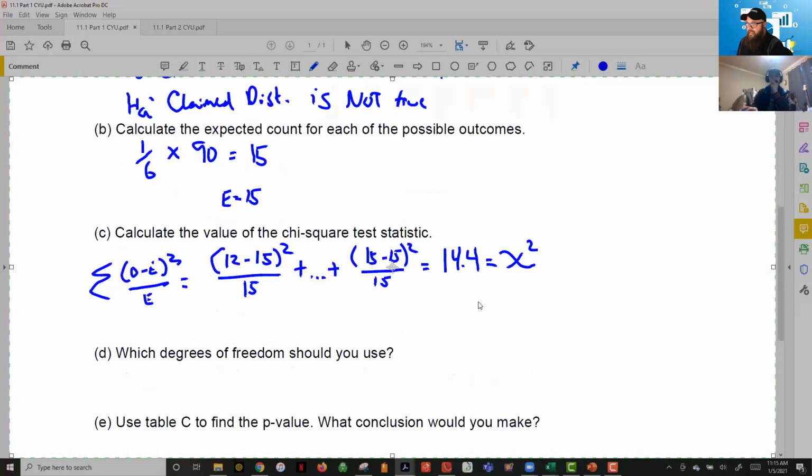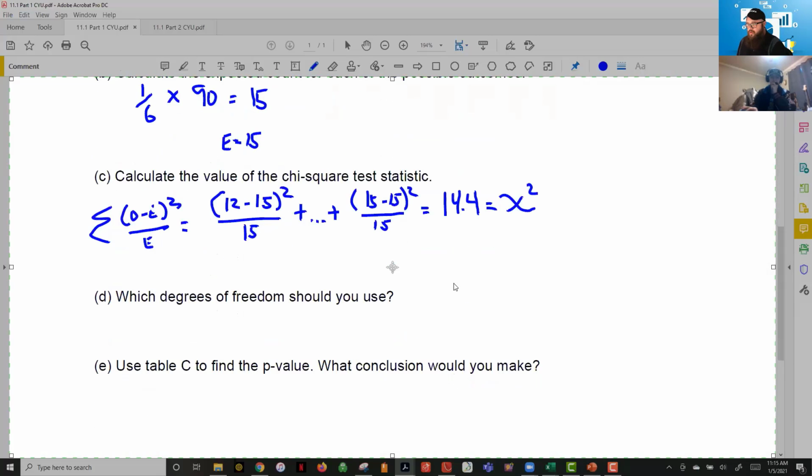So for part D, that's what it's wanting to know. Again, for your degrees of freedom, you're simply taking your categories minus 1. In this case, we had 6 categories, 6 different sides of the die, minus 1. So we should come up with degrees of freedom of 5.